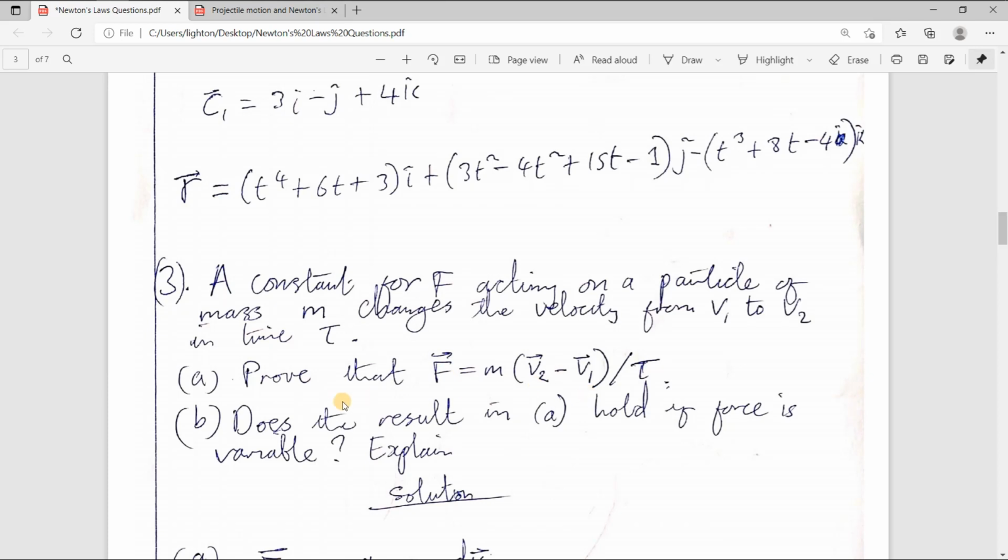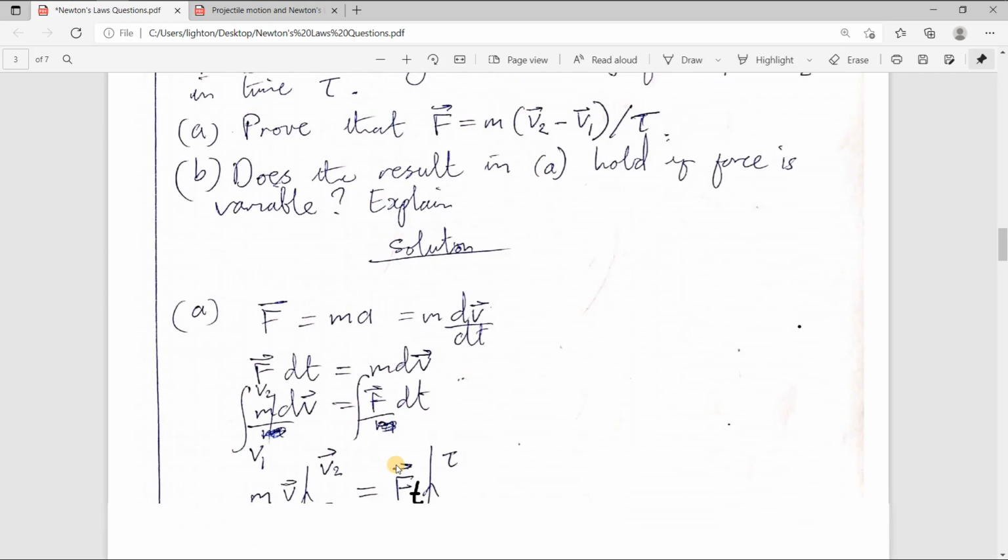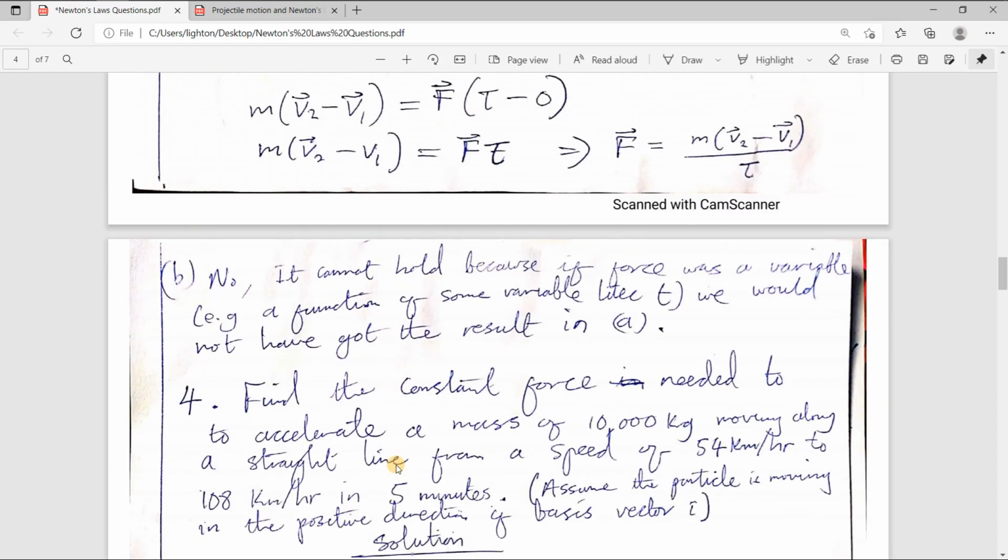Now, does the result in A hold if the force is variable? Explain. So what will happen if we had a variable force? The answer is no, it does not hold. It cannot hold because if force was a variable, for example a function of some variable like time, we would not have got the result in A. So no, the result would not have held up.